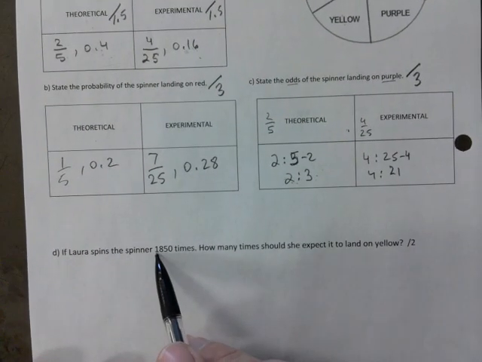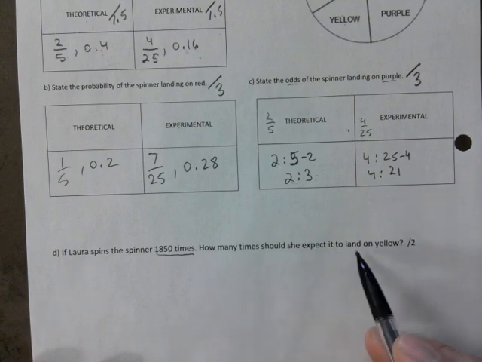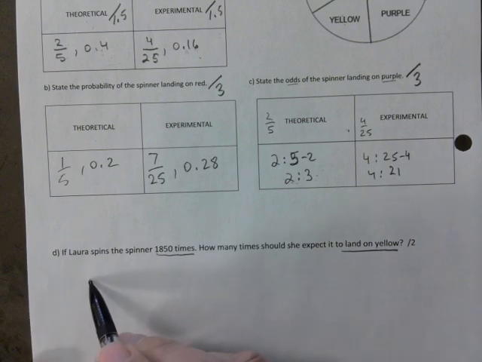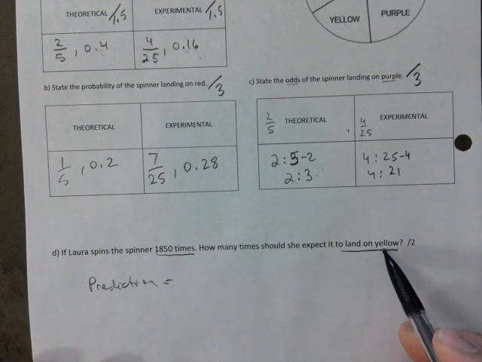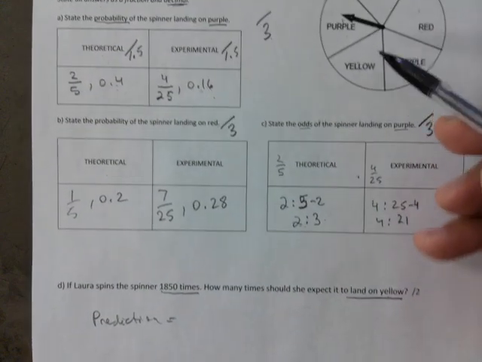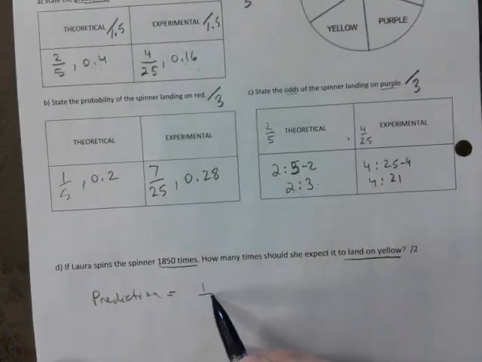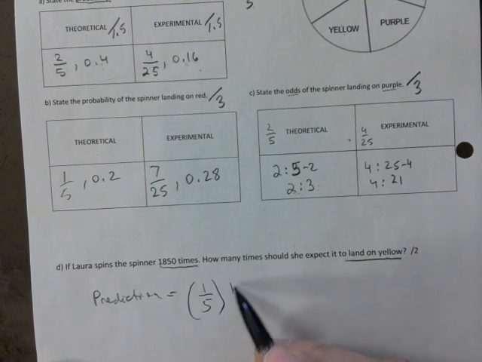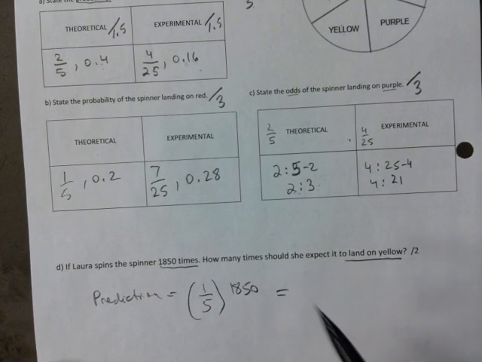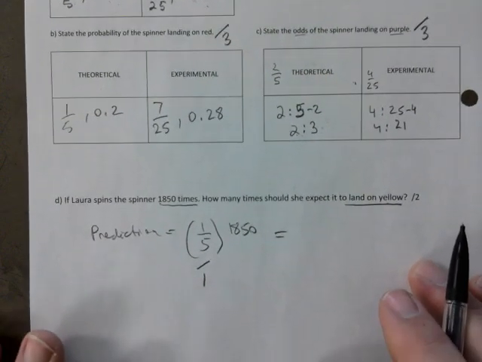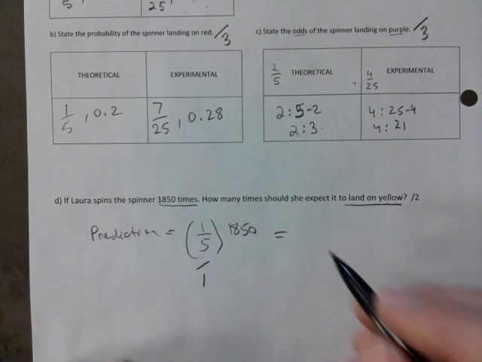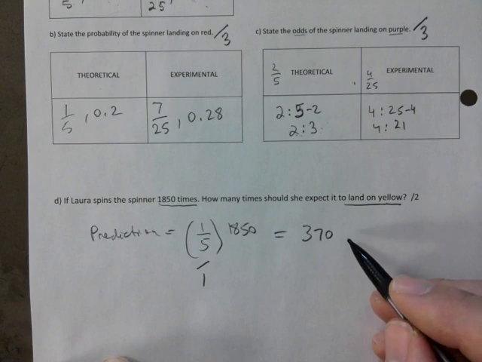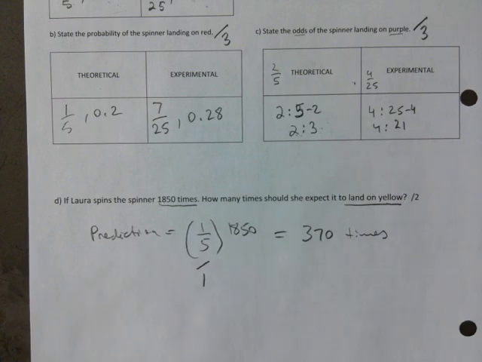If Laura spins the spinner 1,850 times, how many times would you expect it to land on yellow? 2 marks here. Prediction. You got to base it on the theoretical, okay? So there's 1 out of 5 in theory that it could land on yellow. And so you multiply it like that. So you get a mark for the 1/5, and you'll get a mark for the answer here. That's 370 on the dot, right? Times, okay? Something like that. So that's another mark there.